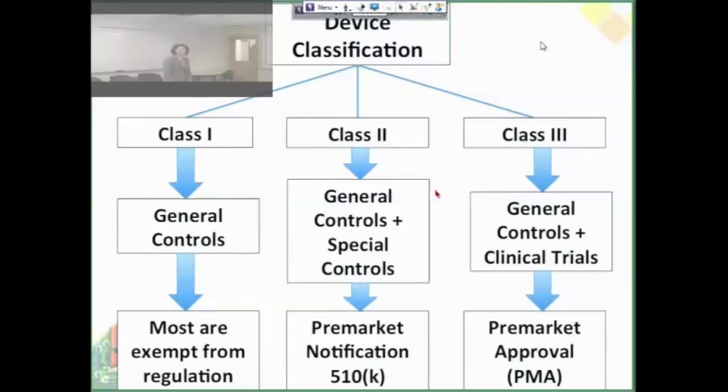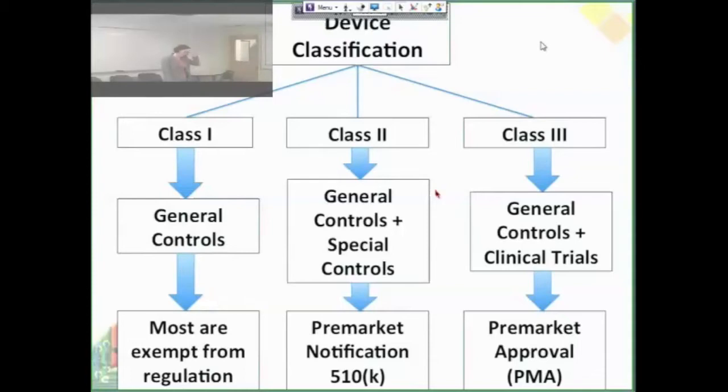So if it's a class 1 device, it's pretty low risk. They usually are exempt from regulation because you're talking about, like, surgical gloves. That's not, actually surgical gloves might be class 2. But like a scalpel is class 1 because it's sort of up to the surgeon to control that. So class 1 devices have general controls, so that includes good manufacturing practices, but you don't have to do a biocompatibility test. You definitely don't have to do clinical trials. And then they're generally exempt from regulation, although there are some exceptions.